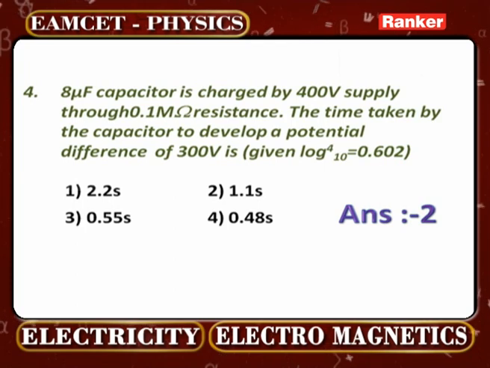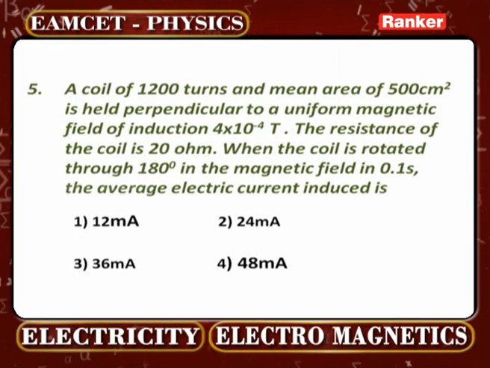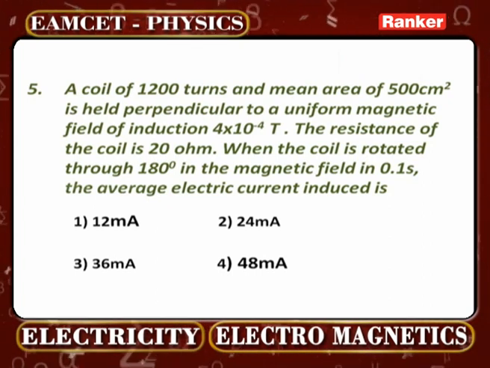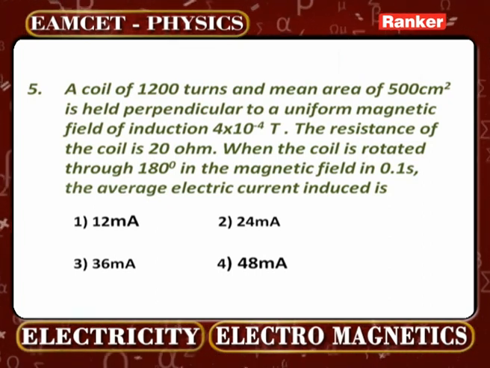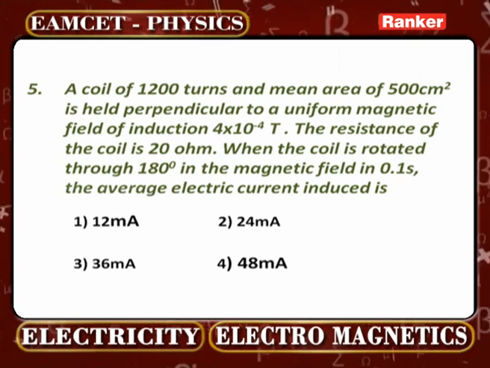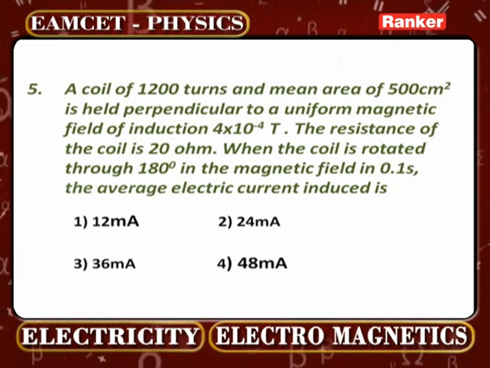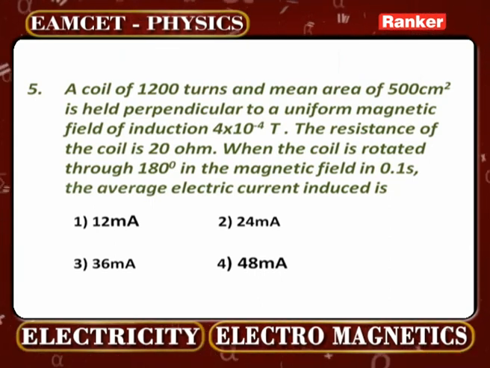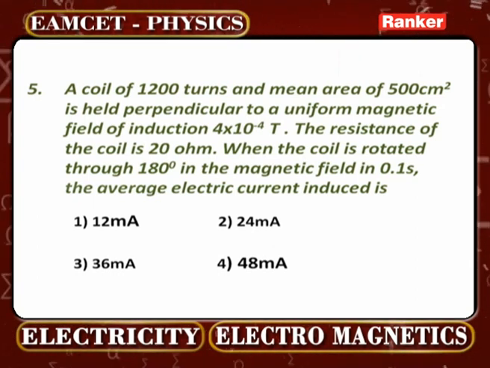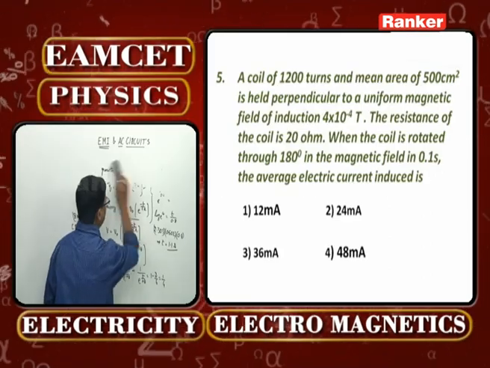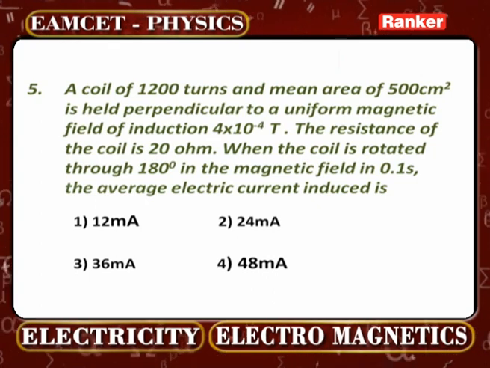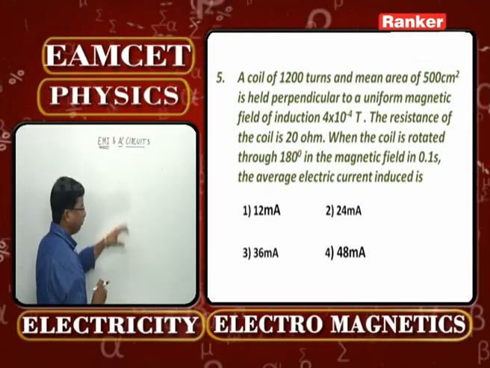Look at the next number, that is problem number 5. A coil of 1200 turns and mean area of 500 centimeter square is held perpendicular to a uniform magnetic field of induction 4 into 10 power minus 4 Tesla. The resistance of the coil is 20 ohm. When the coil is rotated through 180 degrees in the magnetic field in 0.1 second, the average electric current induced is how much? That is the concept. First of all, identify the data that has been provided to us, then automatically you will get the corresponding formula.